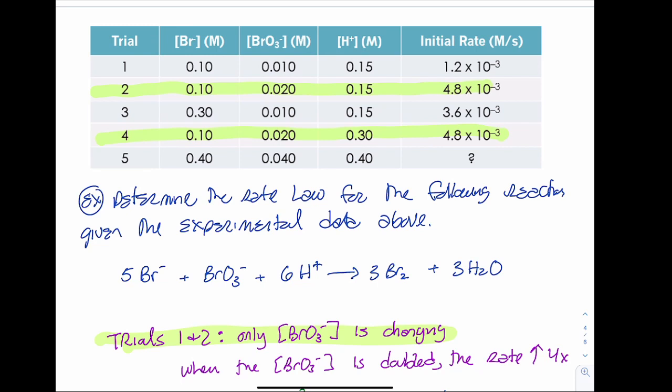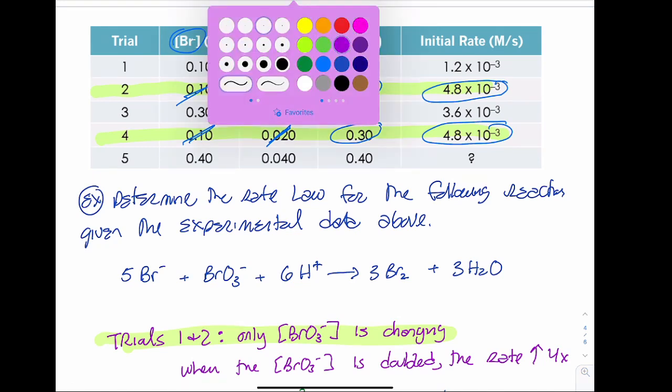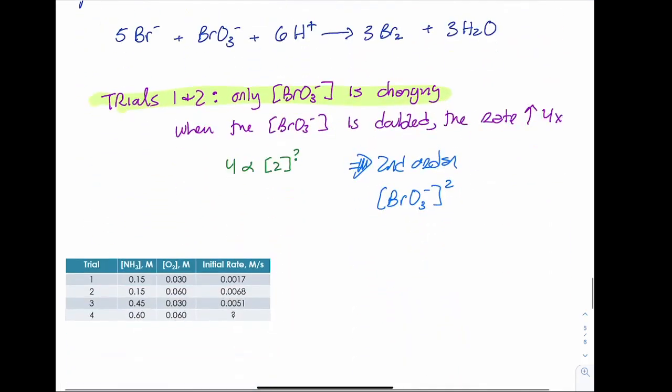If I look at this one, my concentration of bromide ions is not changing. My concentration of bromate ions is not changing. The only change is for protons, which means any change here is due to protons. So let's go write that down.